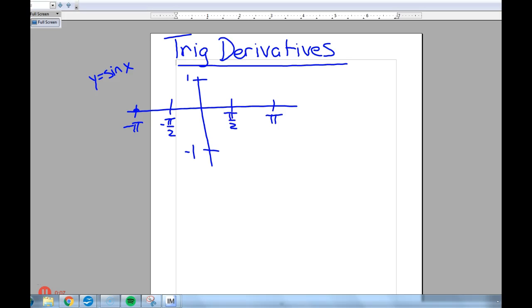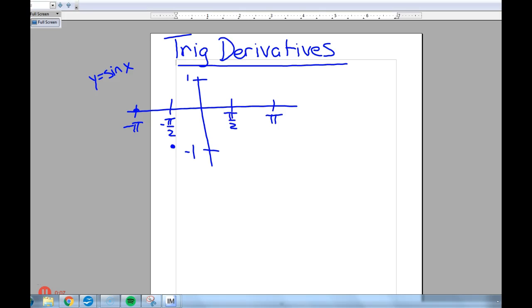What's the sine of negative pi over 2? Sine of negative pi over 2 is down there. Negative 1. Did you say negative 1? Yeah. Well, I said 1 at first, then I said negative 1.